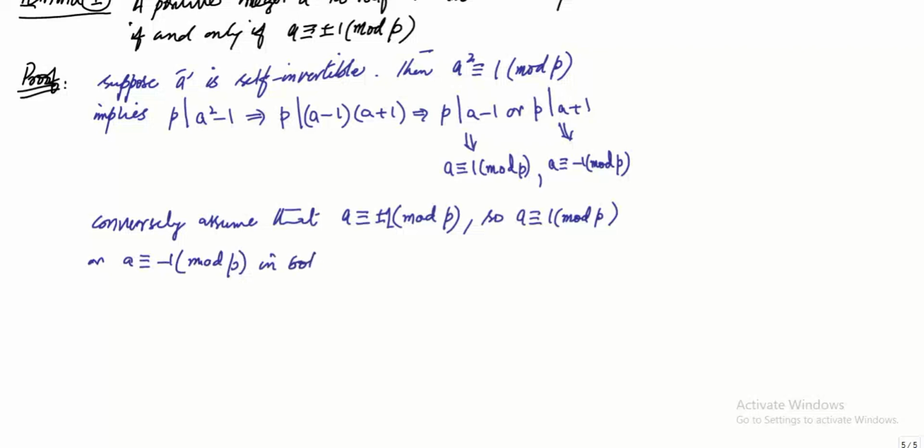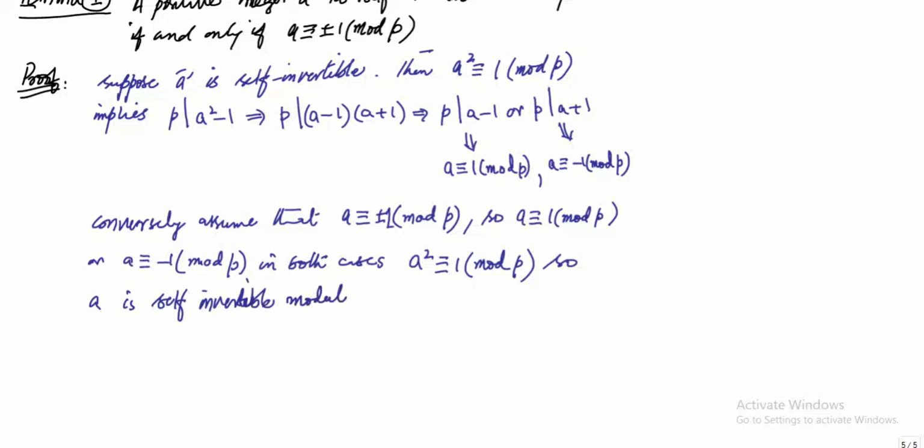In both cases, if we square here and if we square here, a square is 1 modulo p. This gives you, so a is self invertible, sorry, self invertible modulo p.